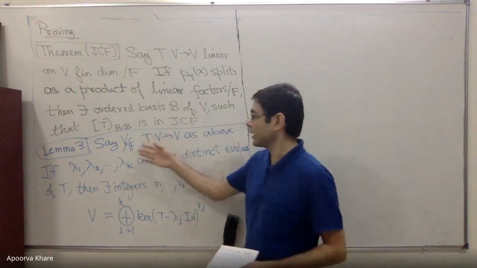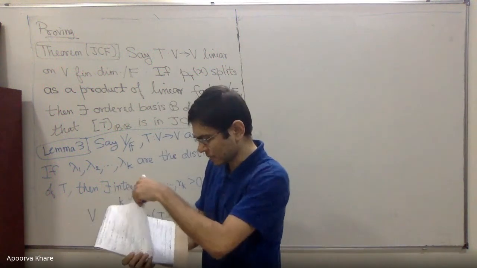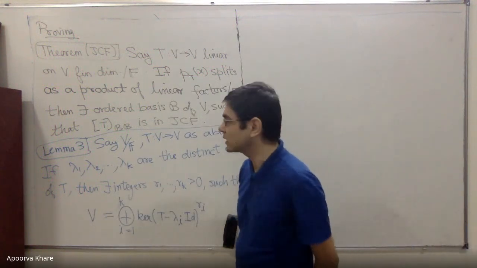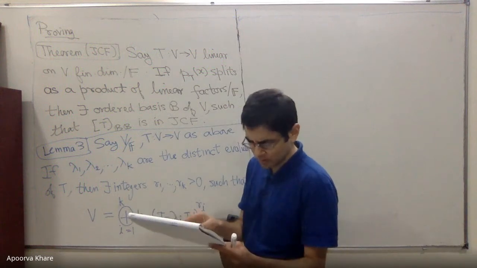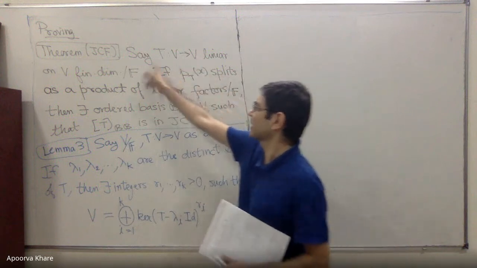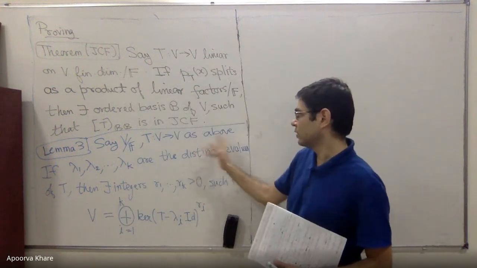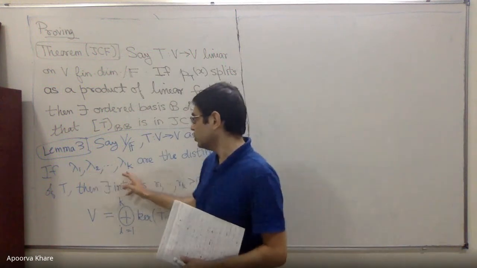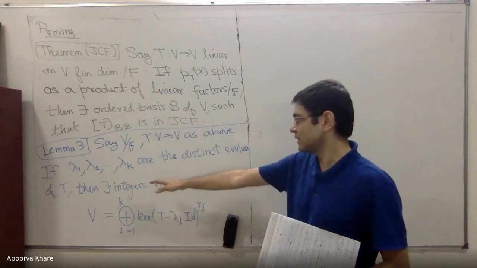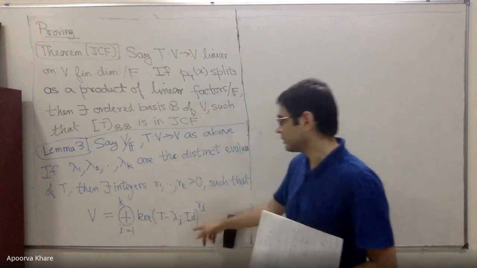Right? So we proved some basic lemmas, lemma 1 and lemma 2, which I will remind you of when the time comes. But basically, lemma 3 is one of the main parts. Lemma 4 or theorem 4 is the big one. So lemma 3. Suppose V and F are as above. V is finite dimensional, T is linear from V to V. Suppose lambda 1, lambda 2 to lambda k are the distinct eigenvalues of T. Then there exist positive integers Ri such that V is the direct sum of these generalized eigenspaces.